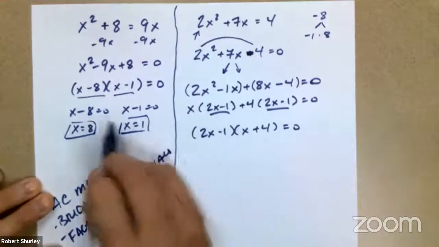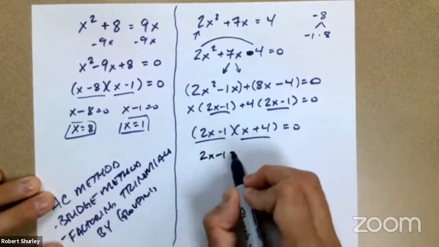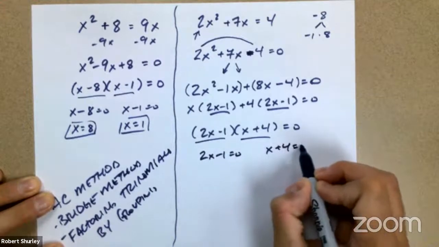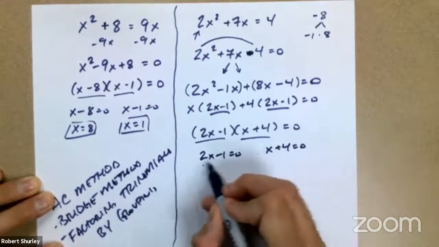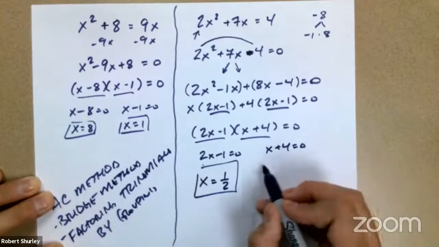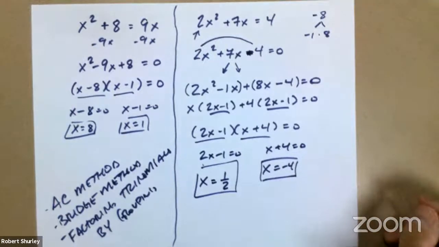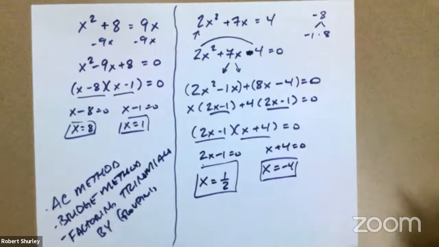But once we get to this point, just like the last two we've done, we set each factor equal to 0. Add the 1, divide by the 2. We get x equals 1/2. Subtract the 4, and we get x equals -4. Okay? Pretty neat.